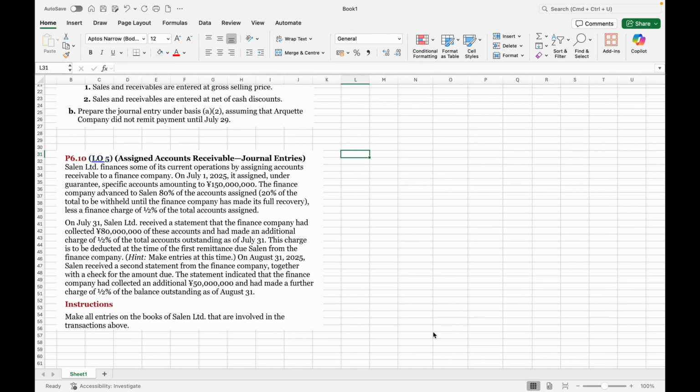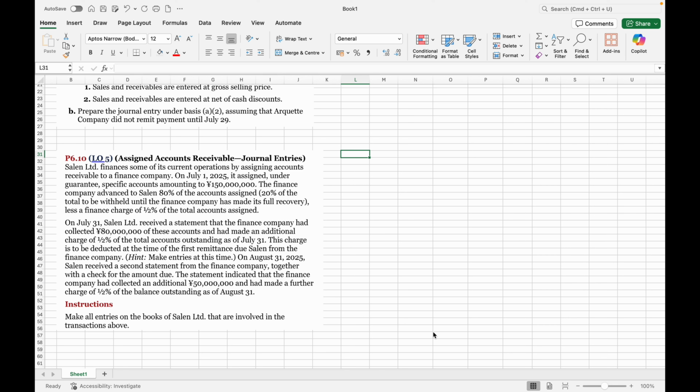And problem 6.10 says that Selena Ltd finances some of its current operations by assigning accounts receivable to a finance company. On July 1st, 2025, it assigned under guarantee specific accounts amounting to 150K. The finance company advanced to Selena 80% of the accounts assigned and 20% of the total to be withheld until the finance company has made its full recovery. And we also have to deduct a finance charge of 0.5% of the total accounts assigned.